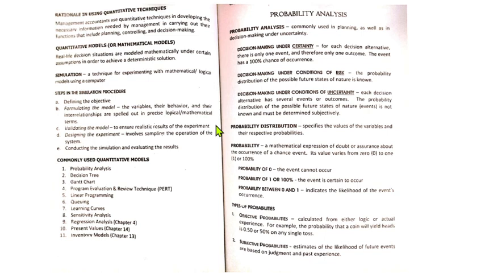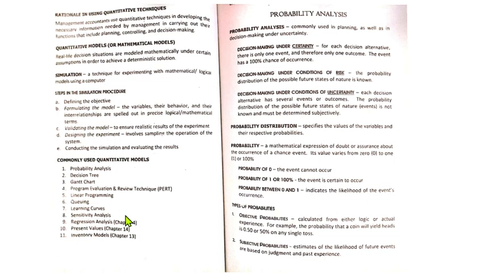So for this discussion video, we will be dealing with probability analysis. These are the commonly used quantitative models: decision tree, the Gantt chart, the PERT or the program evaluation and review technique, linear programming, queuing theory, learning curves, and sensitivity analysis. The others, yung regression, present value, and inventory model will be discussed maybe in other courses. It will not be discussed in this module of the quantitative technique. So we'll be ending at sensitivity analysis.